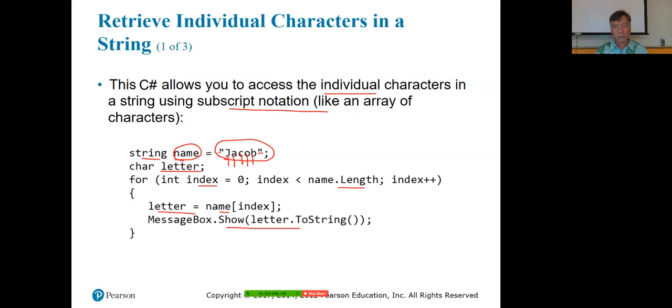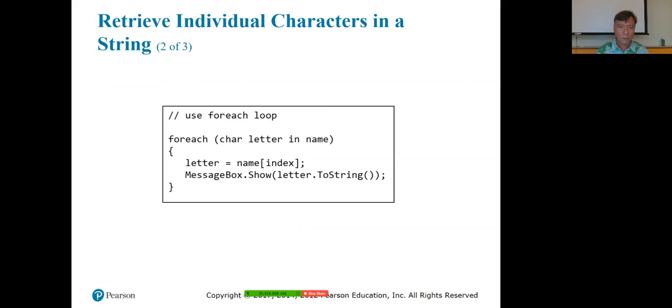So this is going to first display a capital J. Then you have to click OK. Then it'll display a lowercase a. You have to click OK. Then it'll display a C. You click OK, and so on. You can also use foreach. That works. For each letter in the string variable, same thing here. It displays one letter at a time, one character at a time.